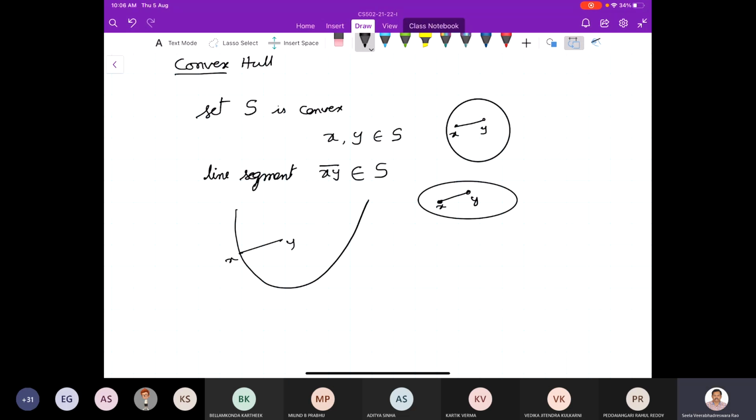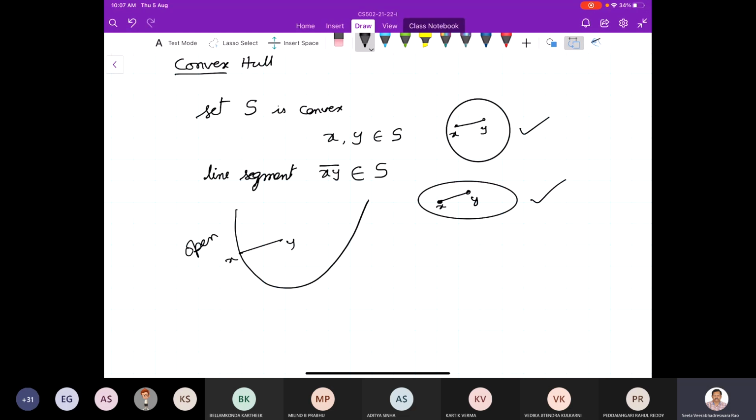So in this case, this is a closed object and this is an open object. The parabola is open. Same thing, when you are talking about the circle in 2D, we can say the same thing for the sphere in 3D. Ellipse in 2D and ellipsoid in 3D. Parabola in 2D and paraboloid in 3D. So all these things are convex sets, convex objects.